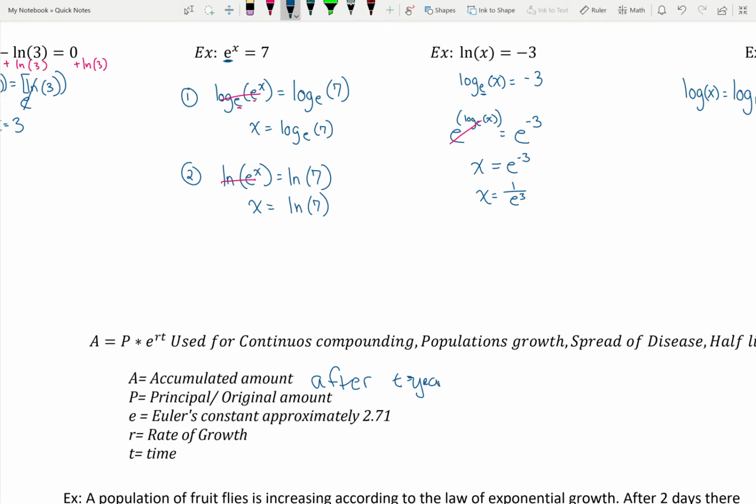So I have a new setup going right now with my computer, so maybe my handwriting will be a little lackluster right now.